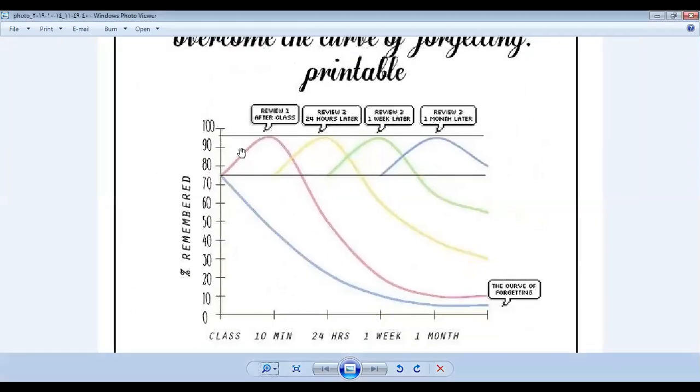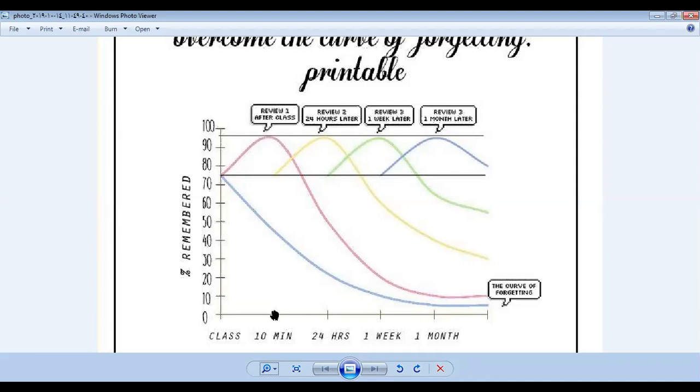If you read it after we finish, you go home and read, or you are home already, you read what we discussed today, this is the first review. If you didn't revise, if you just took the class, this is the normal line. If you took the class and just go home and never read it again, you will drop by 1 month to less than 10% of what you received.